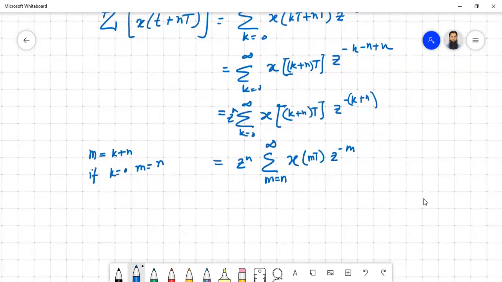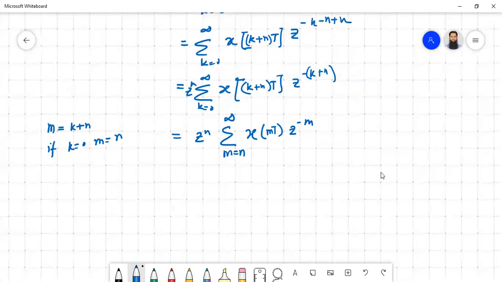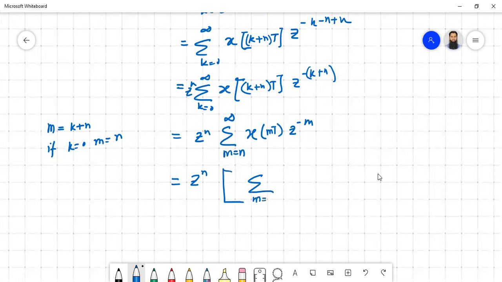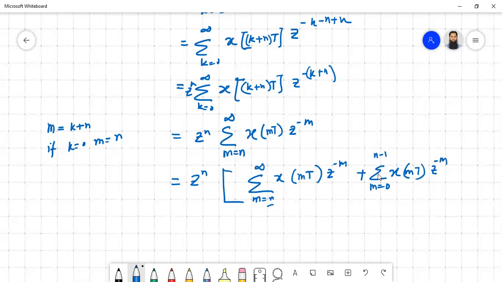So what we need here is to add the parameters and also subtract the parameters. Since z to the power n is already there, we can take the summation from m equal to n to infinity of x(mT) z to the power minus m. With that, we have to add the value from m equal to 0 to n minus 1 of x(mT) z to the power minus n.